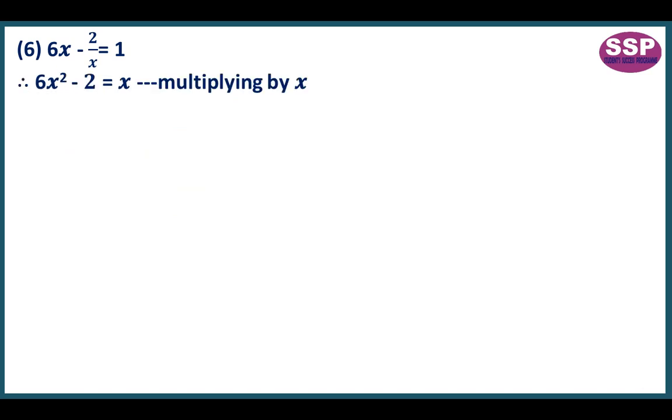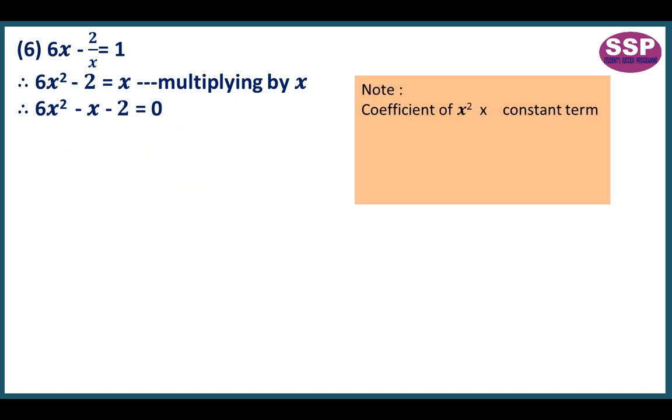Next problem, 6x − 2/x = 1. Now multiplying by x on both sides, we get 6x² − 2 = x. Now converting the equation to standard form, we get 6x² − x − 2 = 0. Now we take the product of the coefficient of x² and the constant term. We get 6 × (−2) = −12.